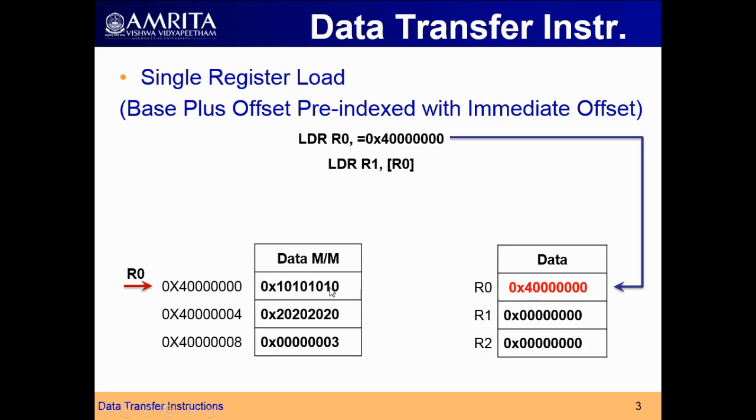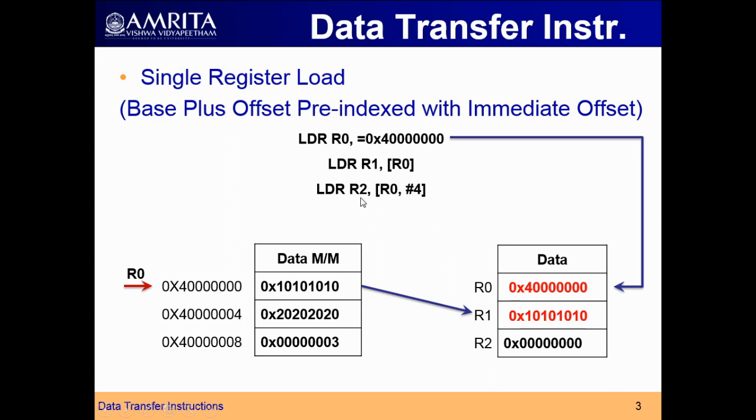What is the data? 1010101010. So what does this statement do? It will be moving the data pointed by R0 to R1. So this data will be moved to R1. Now what is the content of R1? 000. After executing this, what will happen? The content of R1 will be this data, right?